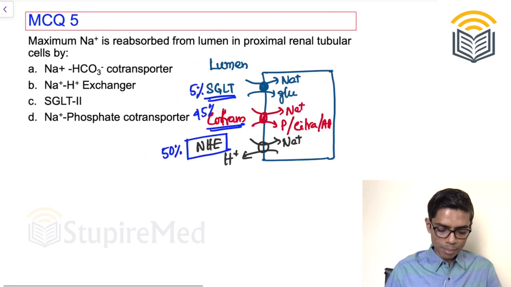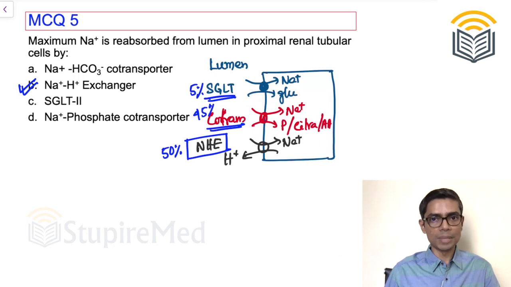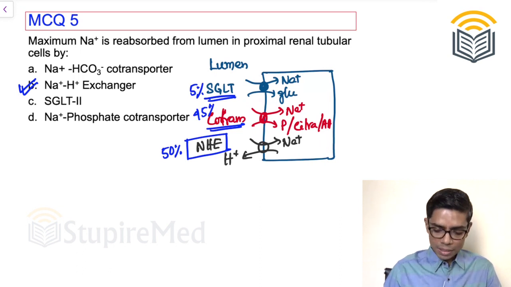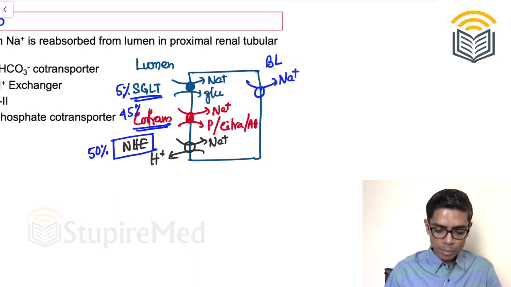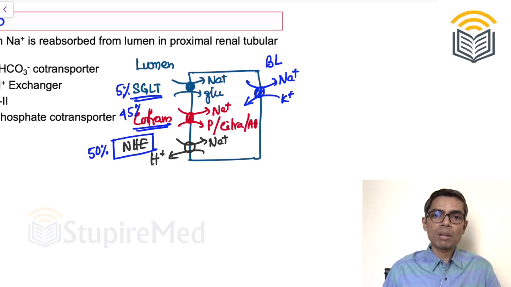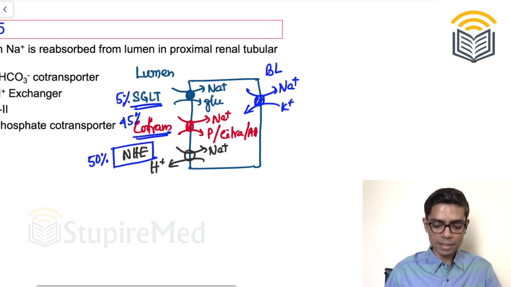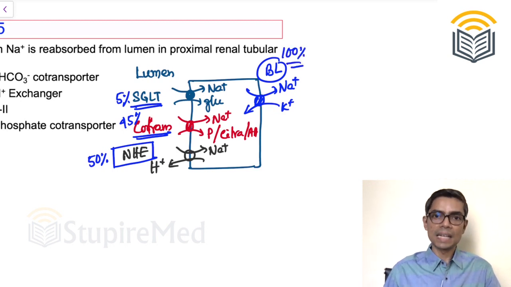So in this MCQ, maximum sodium is reabsorbed by the sodium hydrogen exchanger molecule. Answer B. But note down, if the question is from the basolateral surface, which transporter reabsorbs maximum sodium, your answer will be sodium potassium ATPase molecule. It is said that almost all the sodium reabsorption is linked to the sodium potassium ATPase pump. That means on the basolateral aspect, 100% of sodium reabsorption is linked to the sodium potassium ATPase pump. So if the question is basolateral aspect, sodium potassium ATPase pump.